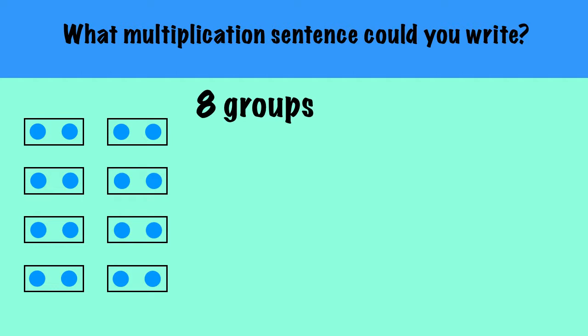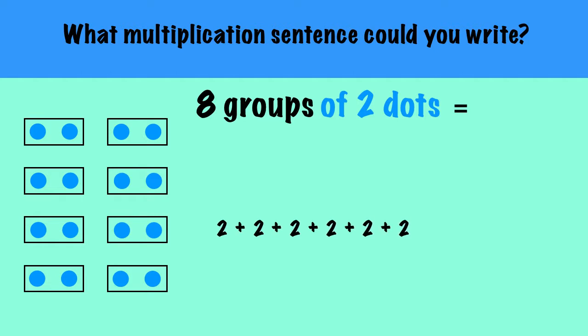The other thing we have to know is how many dots are in each group. Well, we can clearly see there are 2 dots in a group. To figure this out, we could just add it all up. 2 for the first group, plus 2 for the second, 2 for the third, the fourth, the fifth, the sixth, the seventh, and the 8th group. You can just count up by 2s. 2, 4, 6, 8, 10, 12, 14, 16. 8 groups of 2 dots equals 16, or 16 dots.